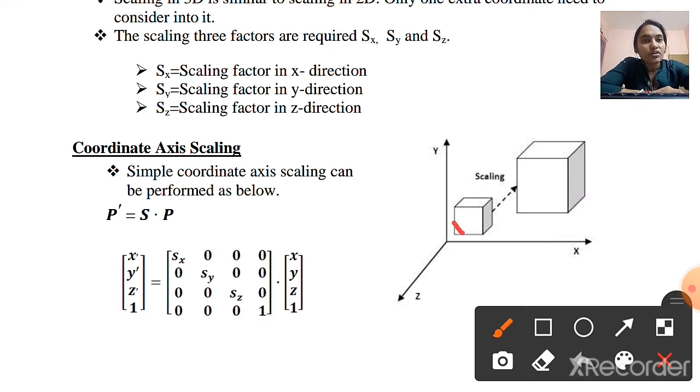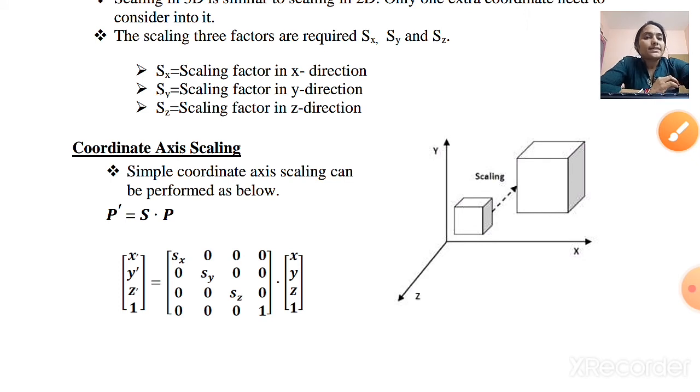In this figure, this one is your original object. This object can be increased. So this one is our resultant object and this one is our original object. After scaling, the object looks like this.